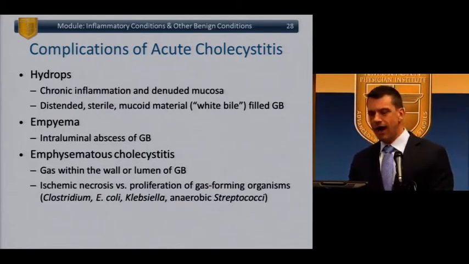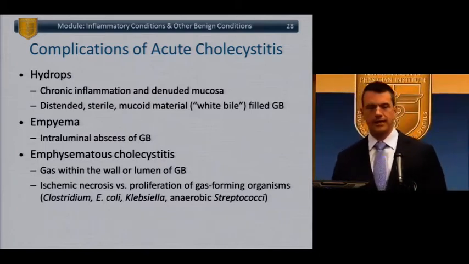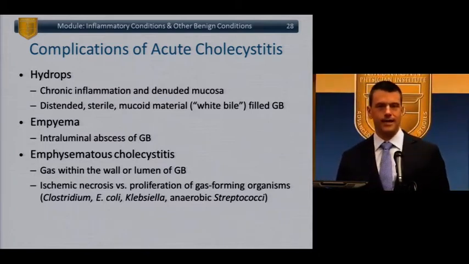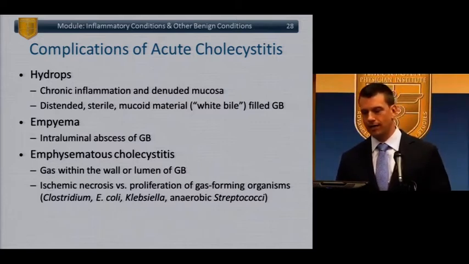Complications that we can see are hydrops of the gallbladder. This is that chronic inflammation with denuded mucosa. The gallbladder is incredibly distended, probably impossible to grasp with the graspers. It's filled with white bile, or much less green than you would expect bile. You can get an empyema, which is a contained abscess of the gallbladder.